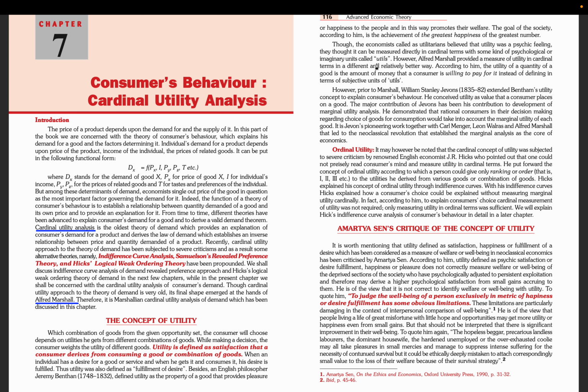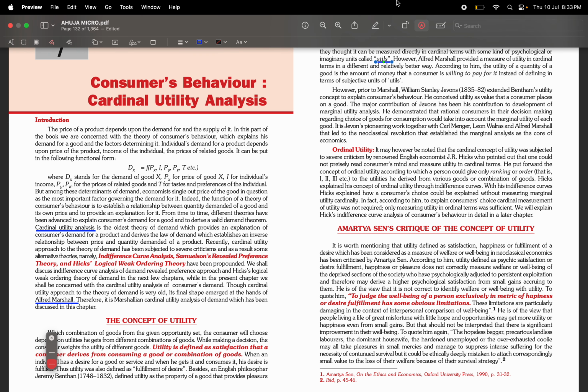So utility is basically measured in terms of utils. However, Alfred Marshall provided a measure of utility in cardinal terms in a different and relatively better way. According to him, the utility of a quantity of a good is the amount of money that a consumer is willing to pay for it, instead of defining it in terms of subjective units of utils.